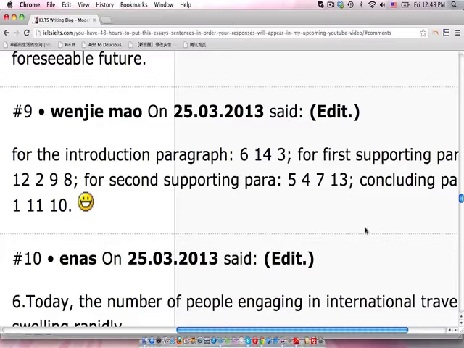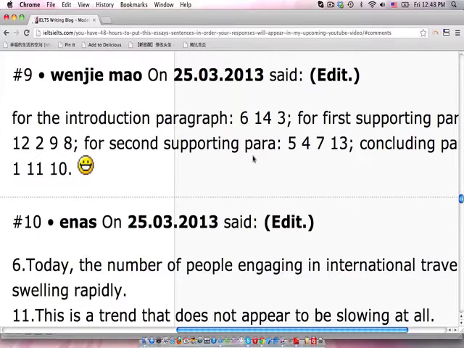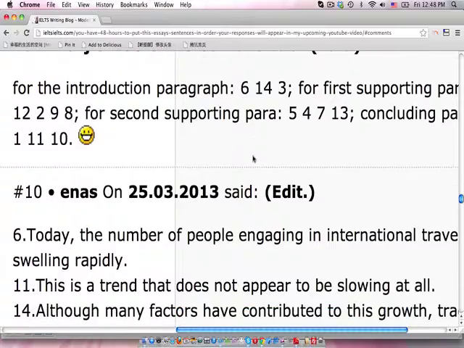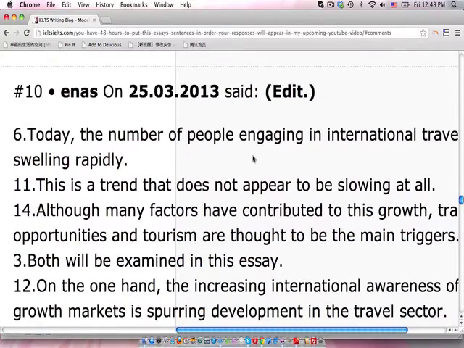Wen Jiamao. I went through Wen Jiamao and I looked at the numbers and I matched them up. There were a few things that were missing. I think you put one of the sentences in your conclusion paragraph that should have appeared in your introduction paragraph. But okay, I think other than that, the things looked pretty good.